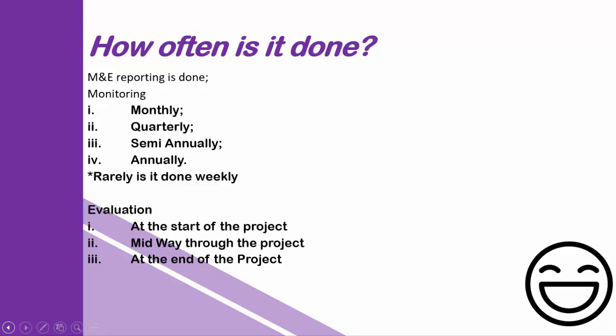Now if you're doing an evaluation, really, guys, in my experience, it's done at three points. You've got the baseline, because I hope you understand that a baseline survey is actually a type of evaluation. Then you've got the midterm evaluation, which is done midway through the project. Then you've got the end of project evaluation. So you can see that if you're doing an evaluation, it's done at three points in the project cycle, usually.